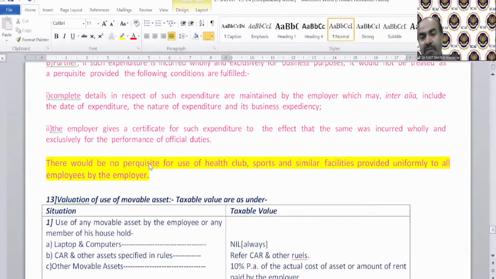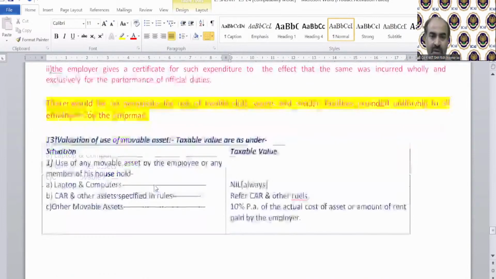There would be no perk for use of health club, sports, and similar facilities provided uniformly to all employees by the employer. So if it has been provided to a specified employee or some category of employees, it is going to be taxable. But if these kinds of facilities are provided to all employees, then nothing is going to be taxable.